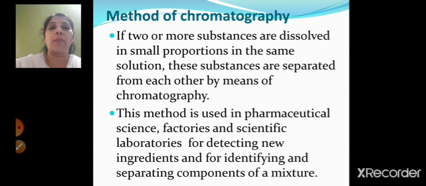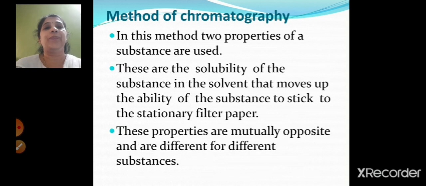This method is used in pharmaceutical science, factories and scientific laboratories for detecting new ingredients and for identifying and separating components of a mixture. So this chromatography method is used in pharmaceutical laboratories, factories, scientific laboratories also, right, for identifying, separating or detecting new ingredients in a mixture.